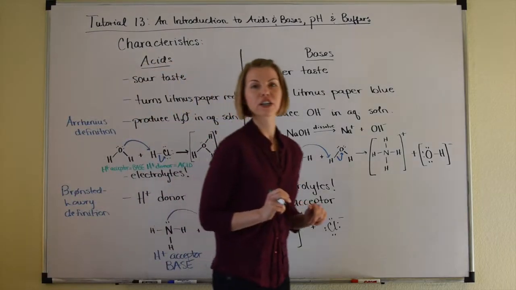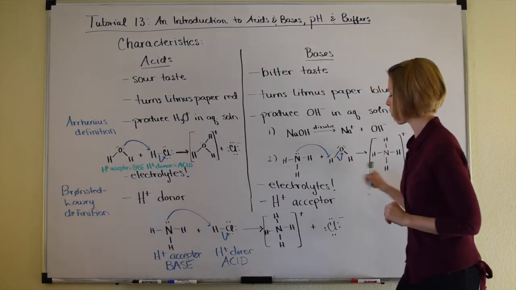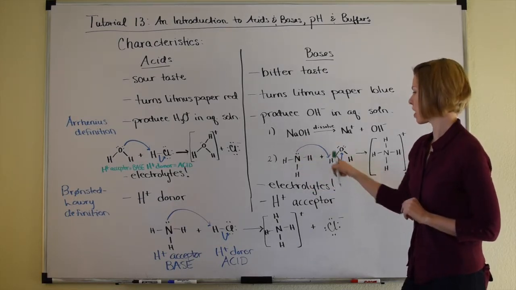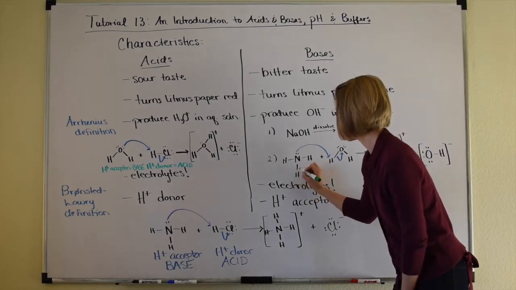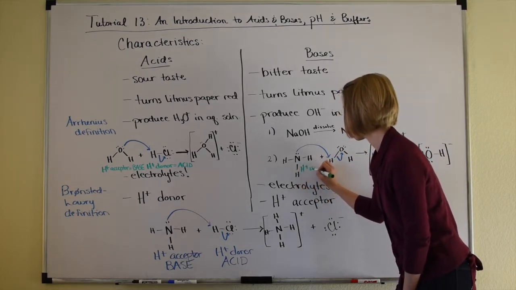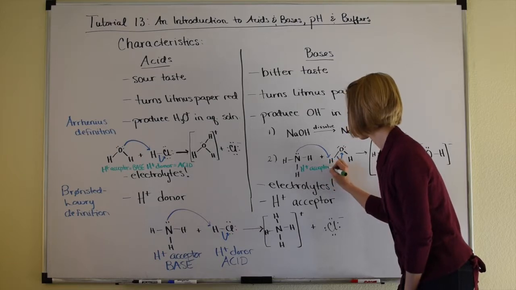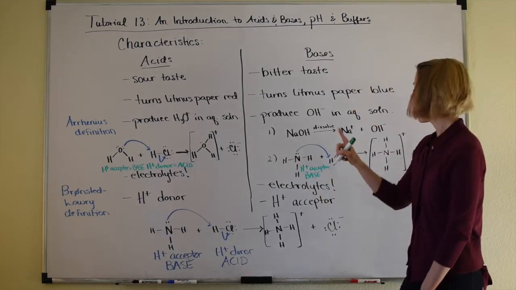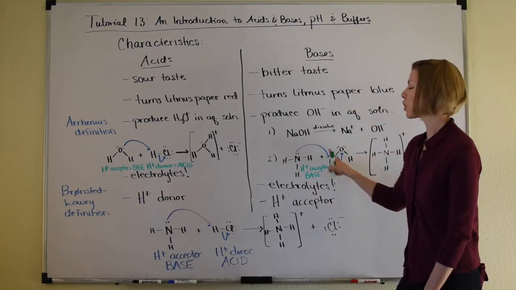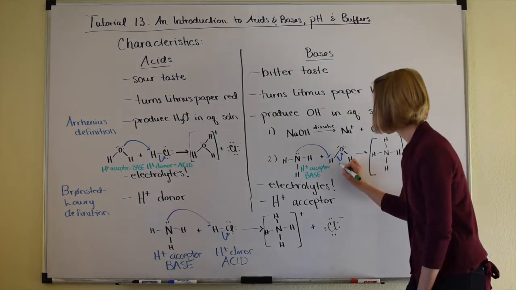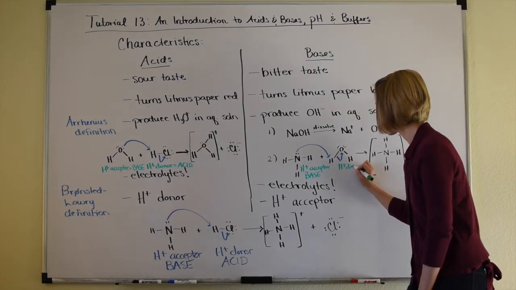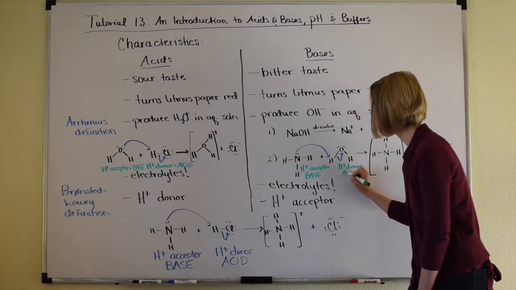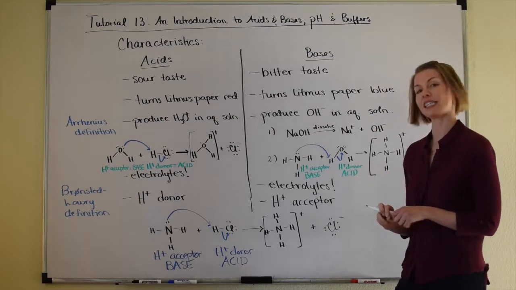Now let's go over here to this other ionization equation for ammonia. Ammonia is accepting H plus from the water molecule. So ammonia is the H plus acceptor, making it the Bronsted-Lowry base. Water is donating the H plus. It is the H plus donor in this reaction, making it the Bronsted-Lowry acid. An H plus donor is an acid.